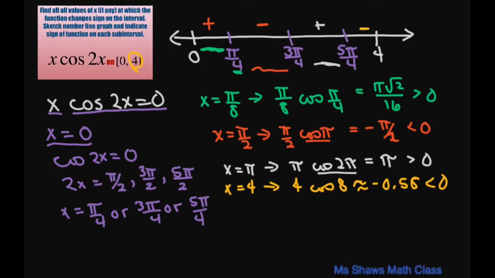So the function changes sign at pi divided by 4. It goes from positive to negative. It also changes sign at 3 pi divided by 4, because it's going from negative to positive. And it also changes sign at 5 pi divided by 4. So these are the three places where it changes sign.